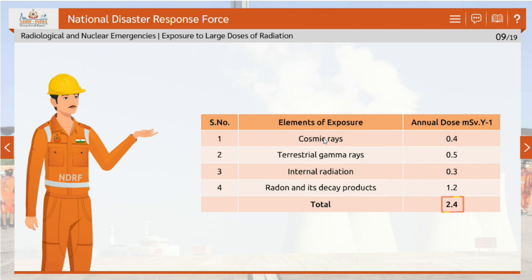Next, let us learn about the impact of radiological and nuclear incidents in today's time.